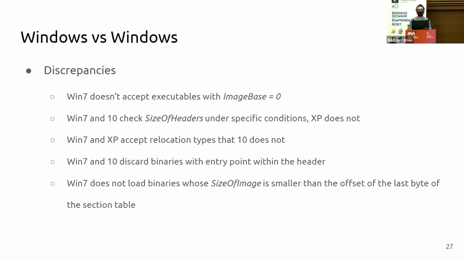Windows 7 and Windows XP accept relocations that are meant for architecture other than the one on which the program is about to run. For example, Windows XP and Windows 10 would consider an executable that uses MIPS specific relocations, even if it's running on Intel, while Windows 7 would discard this executable as invalid.